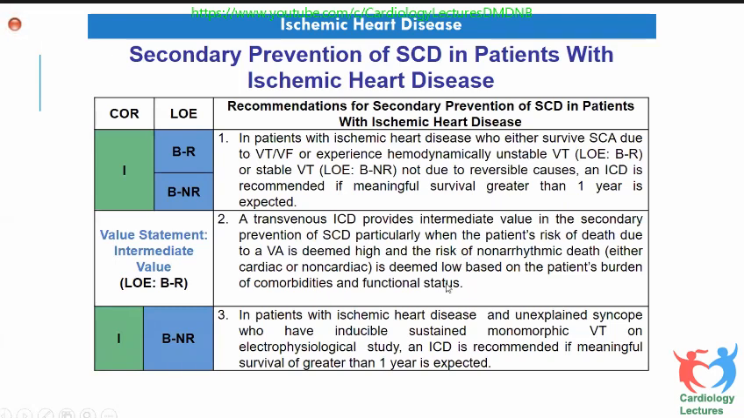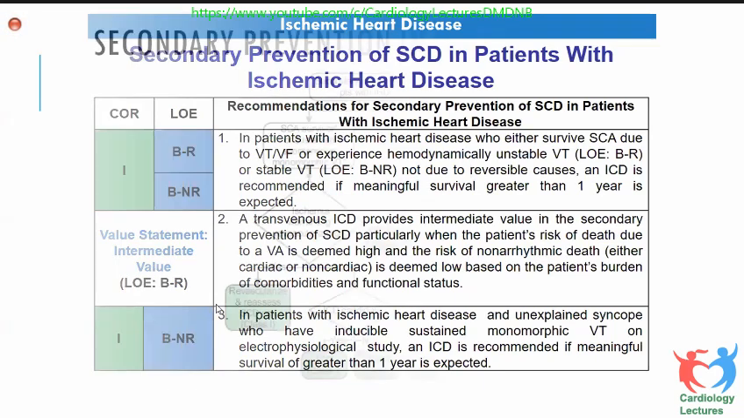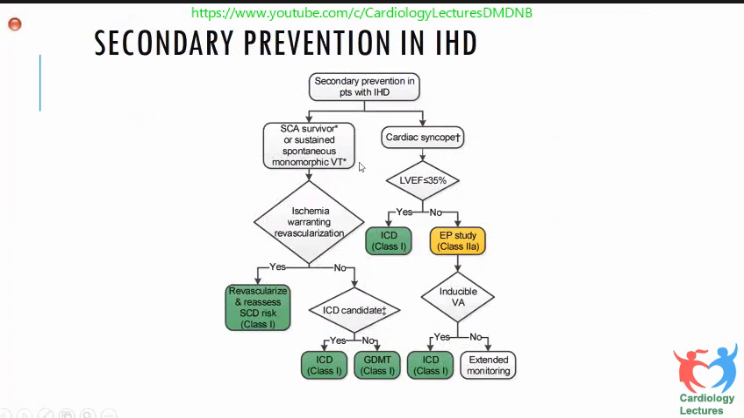You have to look at the risk. All these are ischemic heart disease with unexplained syncope and inducible VT on electrophysiology. These are all Class 1 indications. And this is the flow chart. So either it's a sudden cardiac death survivor, or documented monomorphic sustained VT, or a patient with cardiac syncope with low ejection fraction. So this is how the secondary prevention of ischemic heart disease flow diagram is shown, very well, simple and illustrated here.